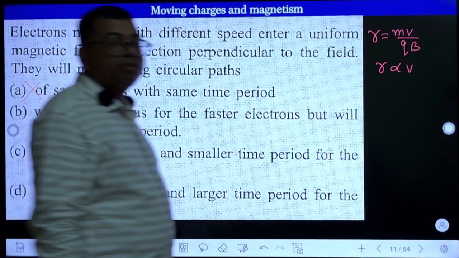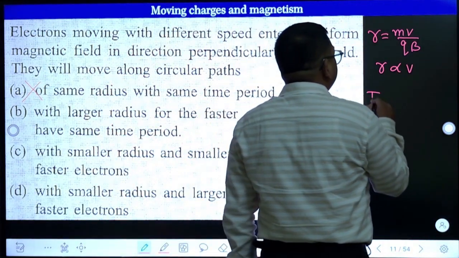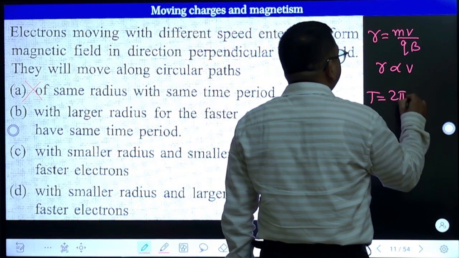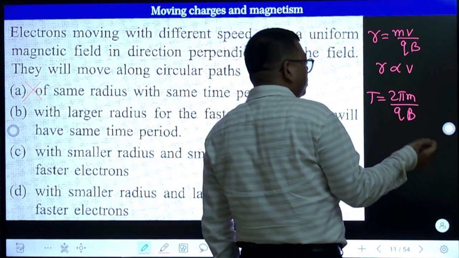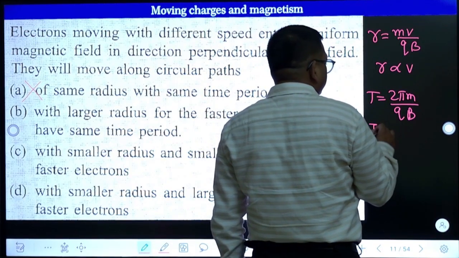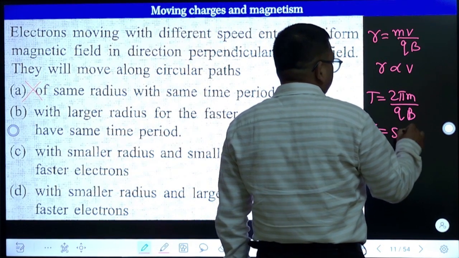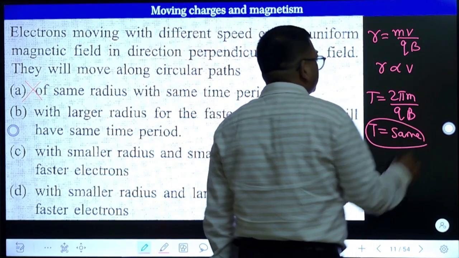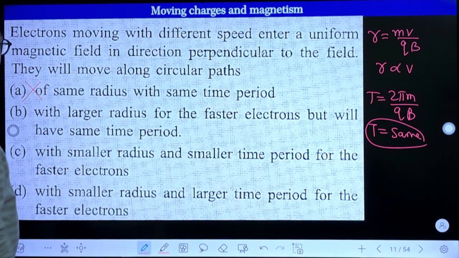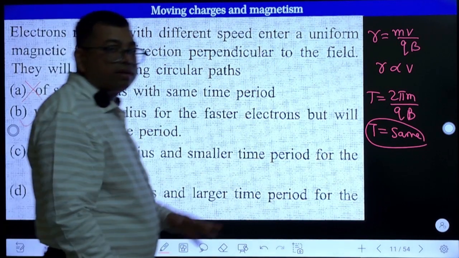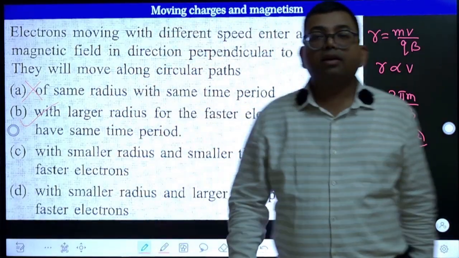Time period formula we need to check. Time period formula is 2 pi m by qB. So time period does not depend on speed. For all electrons, time period should remain the same. So we can go for option B. The radius differs, but the time period will not change. Fine, that is the answer, right? Let us move to the next.